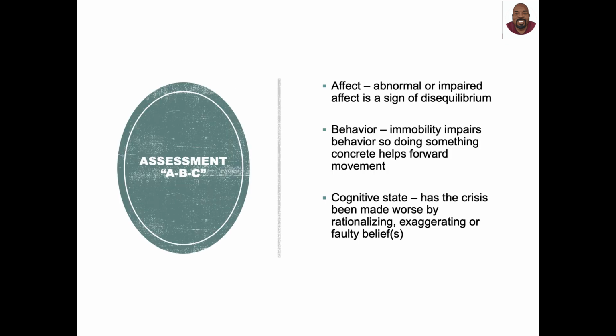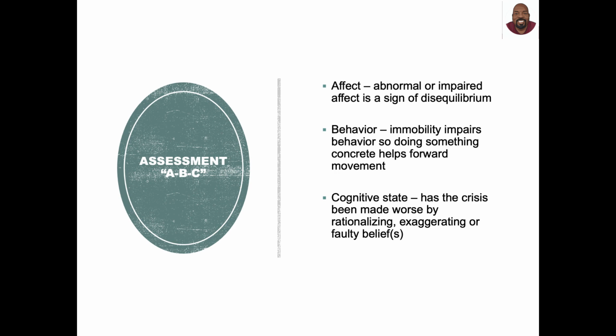Next, we have assessment, ABC. We want to look for the person's affect. Any abnormal impaired affect is a sign of disequilibrium. So once again, looking for their affect. What is their body language telling you when you're reading the body language? What's it telling you about what's going on inside of them? So we want to make sure we're reading their affect.